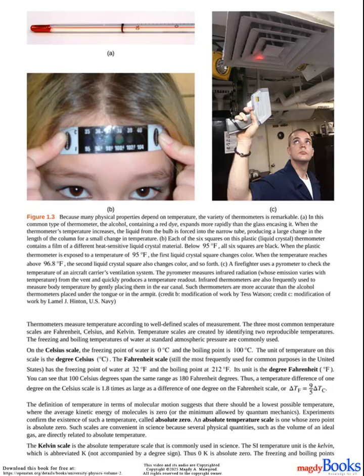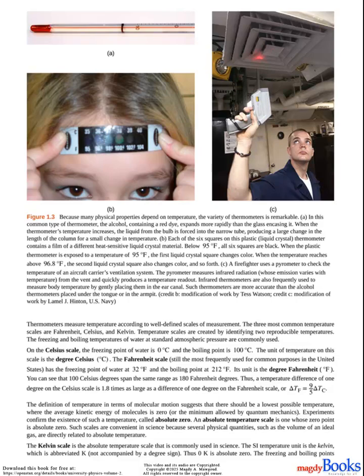The definition of temperature in terms of molecular motion suggests that there should be a lowest possible temperature, where the average kinetic energy of molecules is 0, or the minimum allowed by quantum mechanics. Experiments confirm the existence of such a temperature, called absolute zero. An absolute temperature scale is one whose 0 point is absolute zero. Such scales are convenient in science because several physical quantities, such as the volume of an ideal gas, are directly related to absolute temperature. The Kelvin scale is the absolute temperature scale that is commonly used in science.